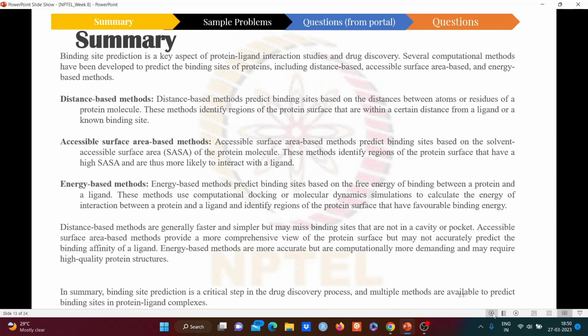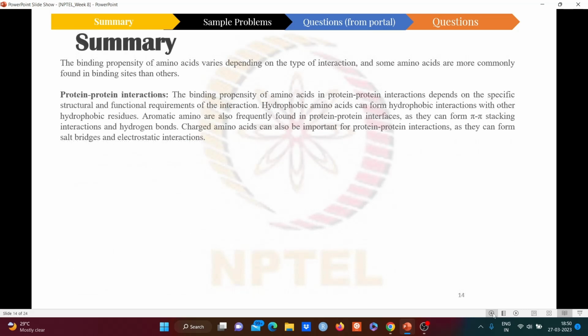Researchers can choose from distance-based or accessible surface area-based or energy-based methods or a combination, depending on the specific research question and availability of computational resources. Okay, moving forward to the propensity. The binding propensity of amino acids varies depending on the type of interactions, and some amino acids are more commonly found in binding sites than others.